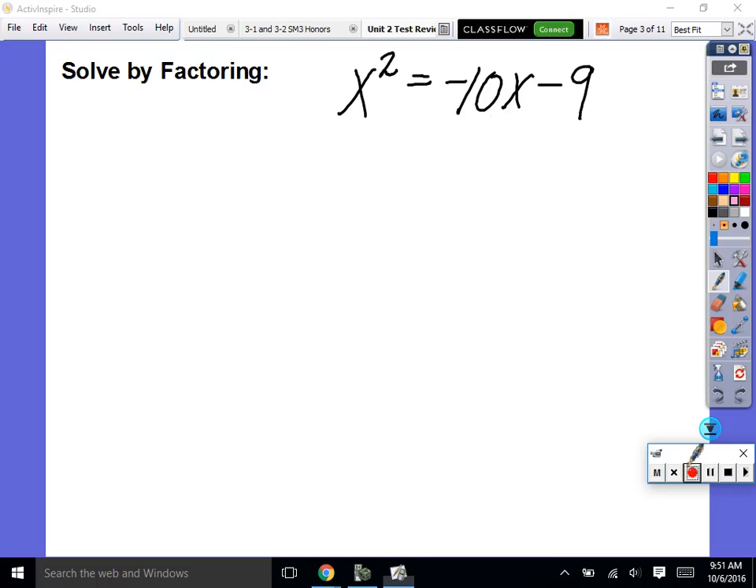So what I would do is bring these both over using algebra this way. So to bring those over, let's go ahead and we would add 10x, right? Add 10x. So that would be x squared plus 10x. And that's equal to negative 9 now, because do you see how those become 0? So then from there we would add 9, right? Make it equal to 0.